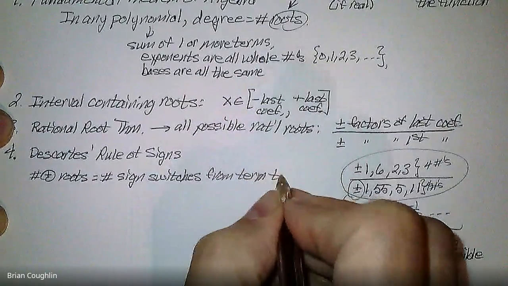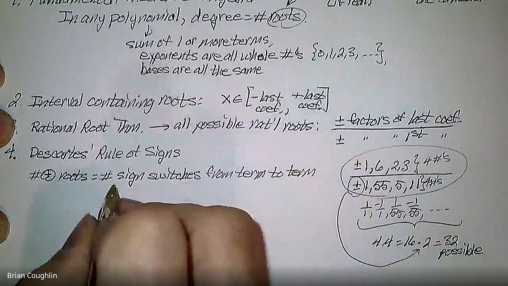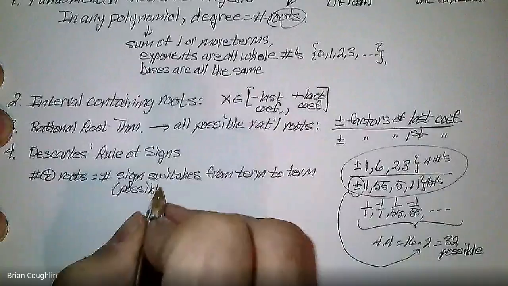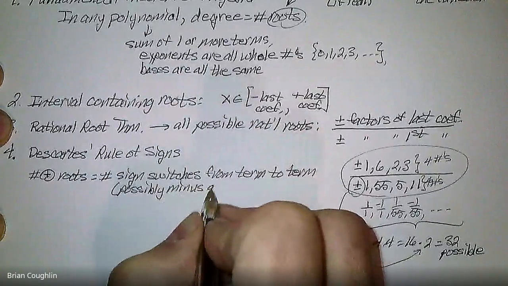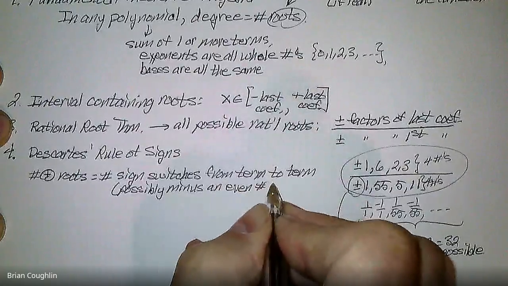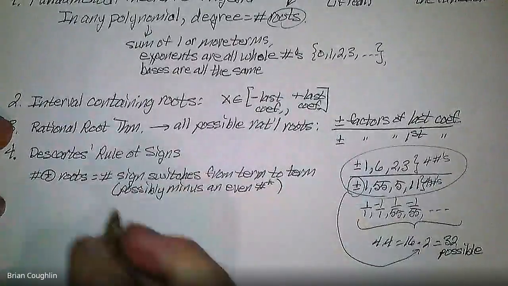Term to term. And I'm going to say something kind of mysterious here. Possibly minus an even number. I'll put a little star there because there's going to be an explanation for that coming up soon.